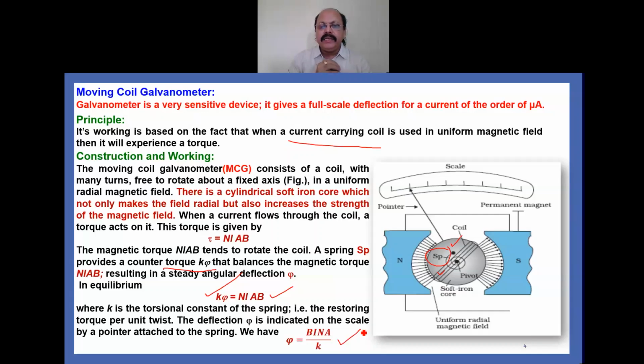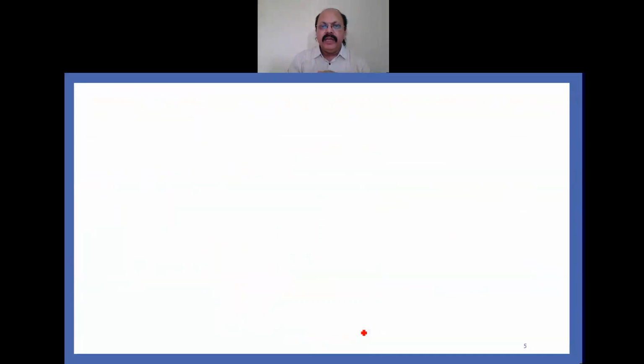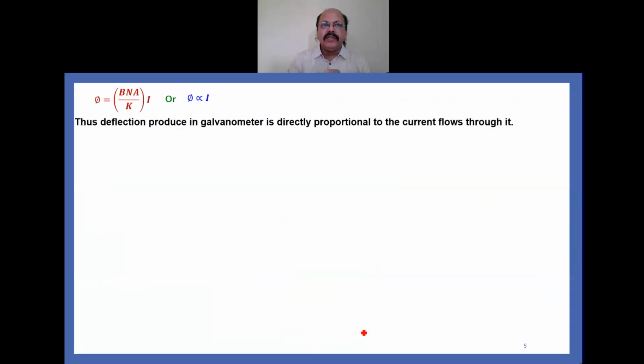So from here you can see that B is constant, N is constant, A is constant for a given moving coil galvanometer, in which the spring that we are using, for its material K is constant. So if we keep all these factors constant, then phi is directly proportional to I. It means that the deflection produced in the galvanometer is directly proportional to the current flowing through it.